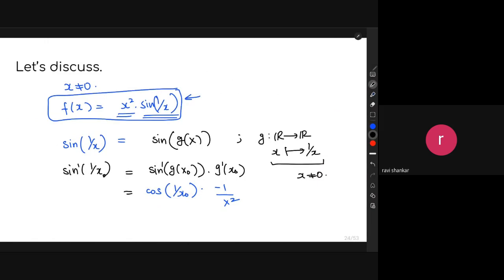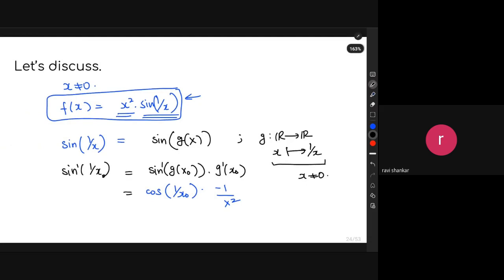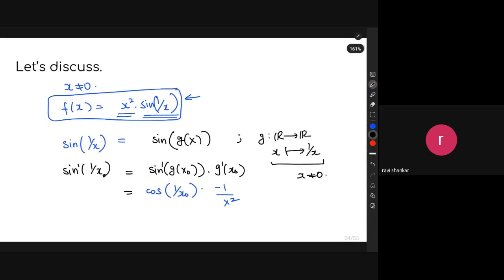So you can see this is a product of two functions. The first function is x square. The second function is sine 1 over x. So you need to use the product rule in order to calculate the differentiation. Now the second function is sine 1 over x.